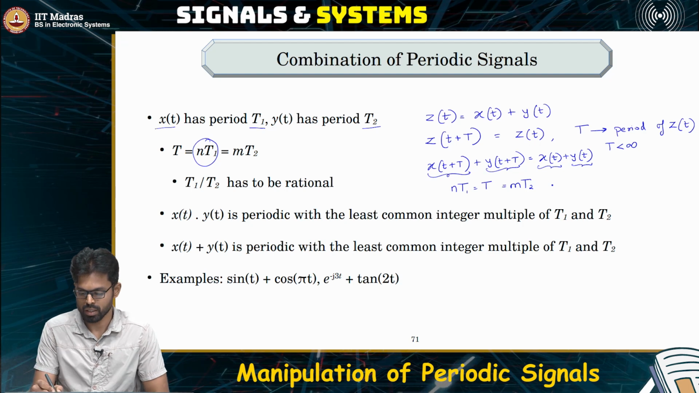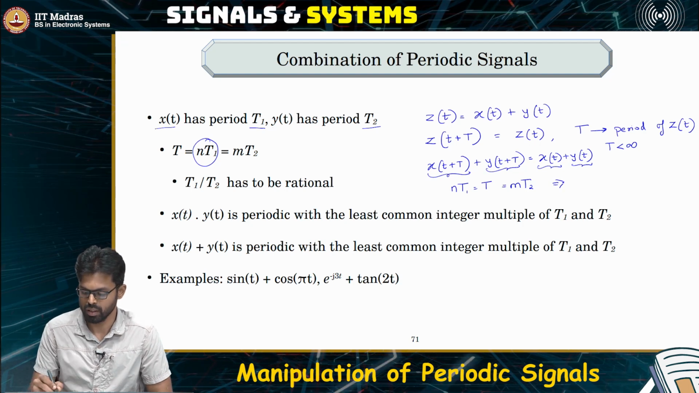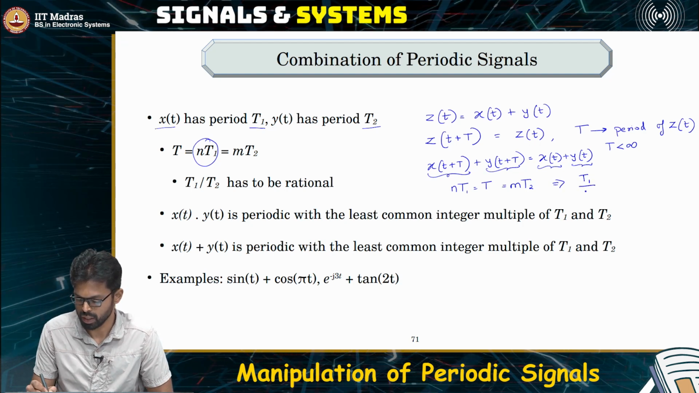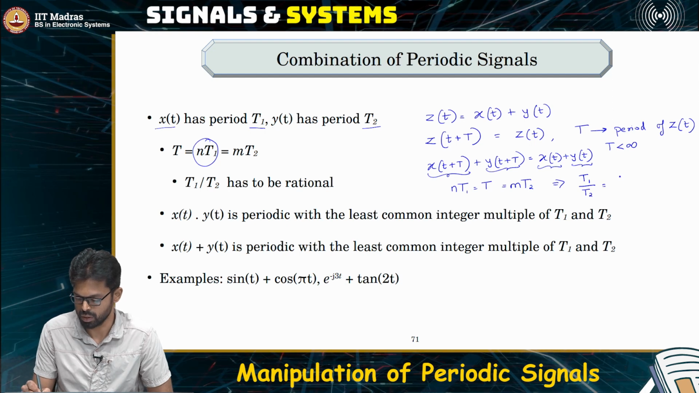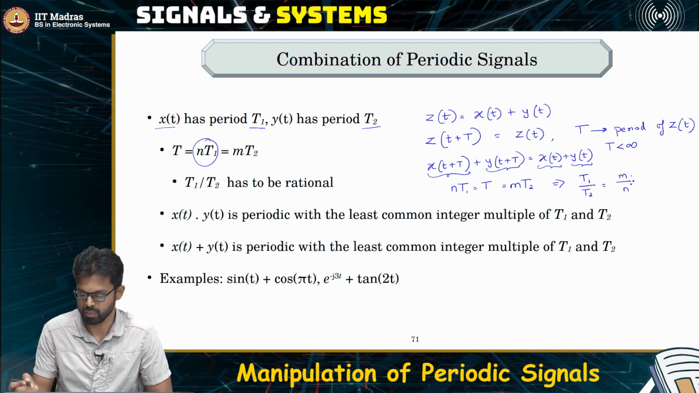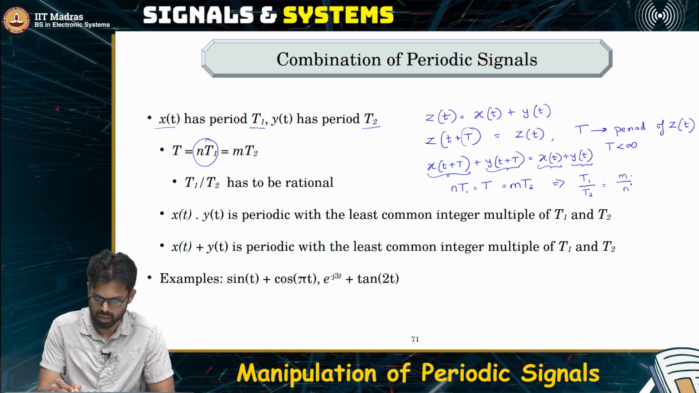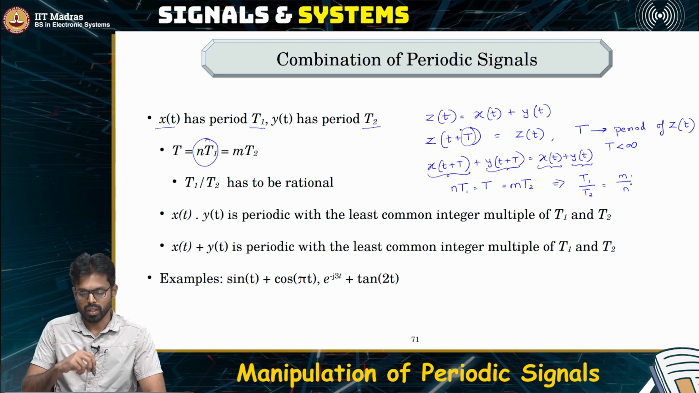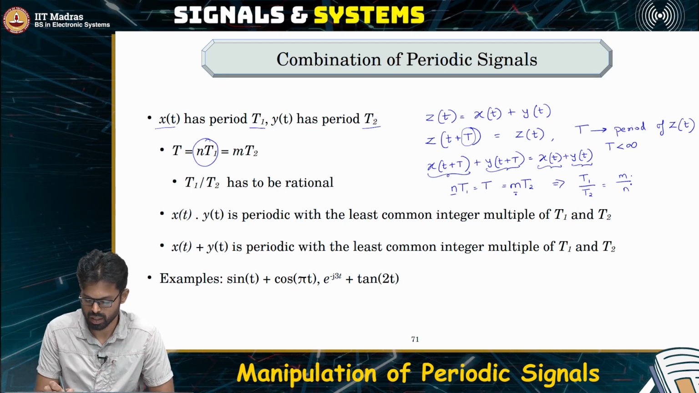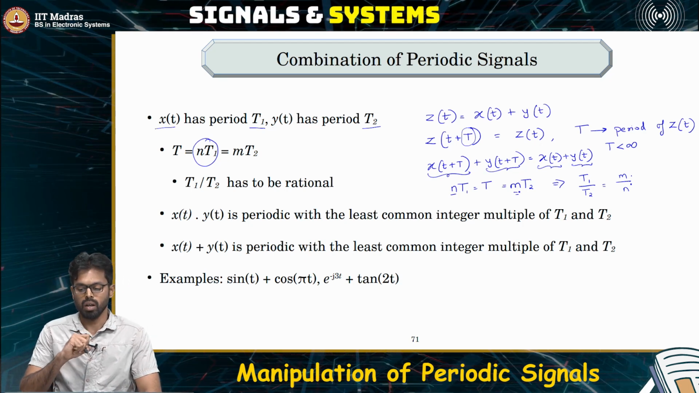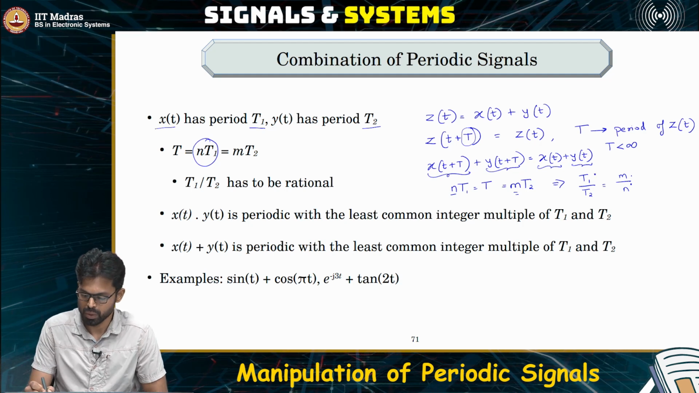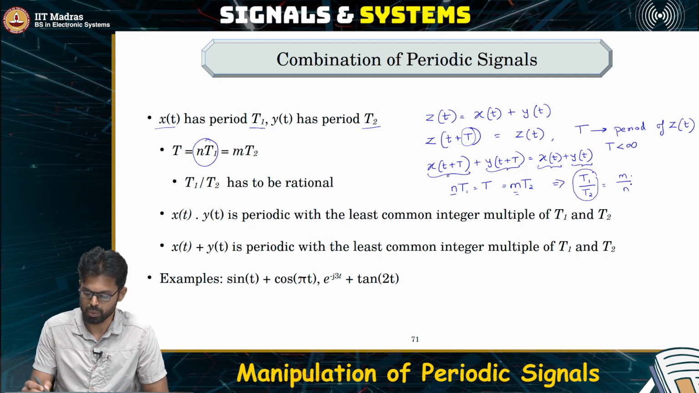So what does this tell us? This tells us that T1 by T2 is equal to m by n. So in order to find this capital T, we need to find these integers n and m. So how can you find those integers? Basically, you take this ratio T1 by T2.